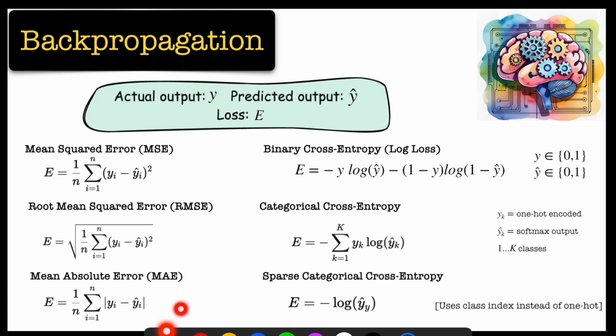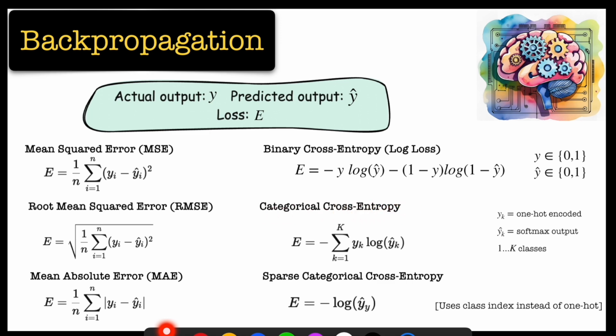Binary cross entropy loss is used in binary classification, or in the logistic regression we have seen. This is minus y log y hat minus (1 minus y) log (1 minus y hat). Y and y hat both belong to 0 or 1. This is binary classification, right? So y is the actual output, and y hat is the predicted output.